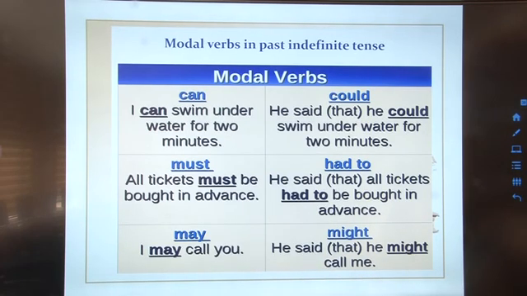Now may. Here, may in the present tense: I may call you, like in a simple sentence. Okay, in the past tense we change it to might. He said he might call me, for example. Next.